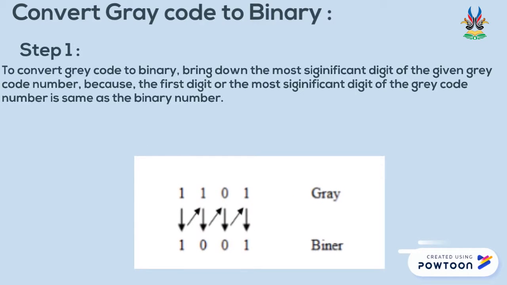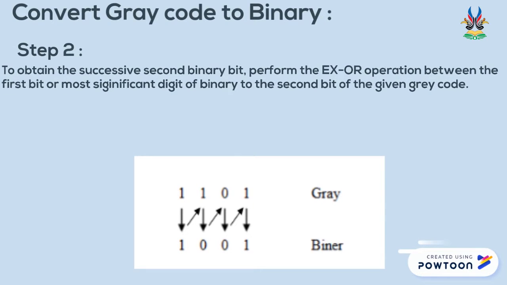Gray to binary. Number 1. To convert Gray code to binary, bring down the most significant digit of the given Gray code number, because the first digit or the most significant digit of the Gray code number is the same as the binary number. To obtain the successive second binary bit, perform the XOR operation between the first bit or the most significant digit of binary and the second bit of the given Gray code.